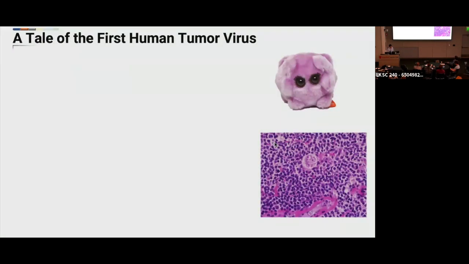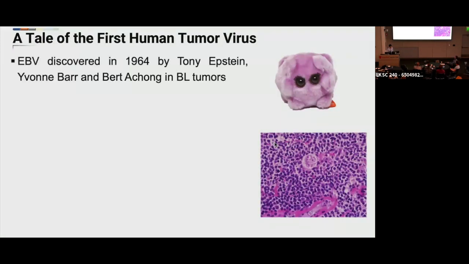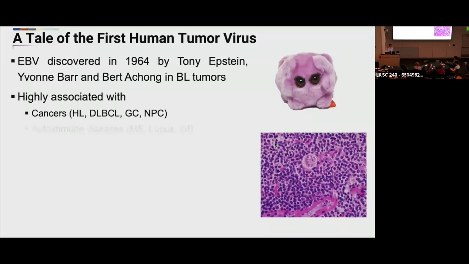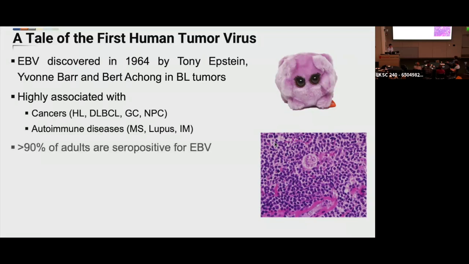Once you get herpes, it never goes away. So EBV, discovered in 1964 by Tony Epstein, as well as Yvonne Barr and Bert Achong. They named it after the first 2, not the third one. Don't ask me why. It's highly associated with a number of different cancers, as well as other diseases: Hodgkin's lymphoma, diffuse large B-cell lymphoma, gastric cancer, and especially in the southern part of China, nasopharyngeal carcinoma, along with more recently, autoimmune diseases, MS, lupus, and for a long time, it's known infectious mononucleosis.